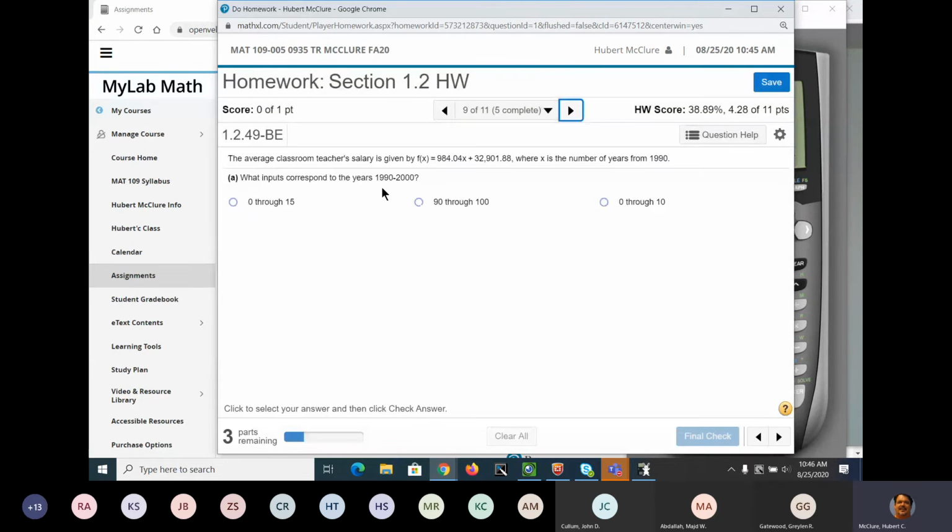The average classroom teacher salary is given by the formula, years from 1980. Okay, so that'd be from 10 to 20 years. So you would type in 10 years and do the math, and then type in 20 because, oh, let's see, from 1990. I'm sorry, from 0 to 10. I'm sorry, I thought that was 80. So it'd be 0 to 10.